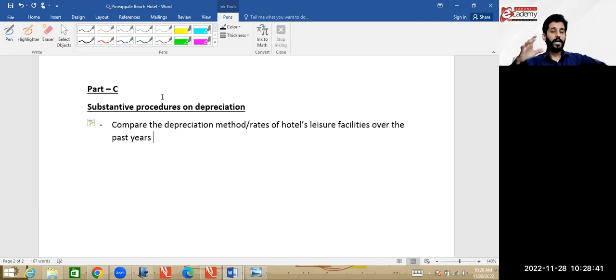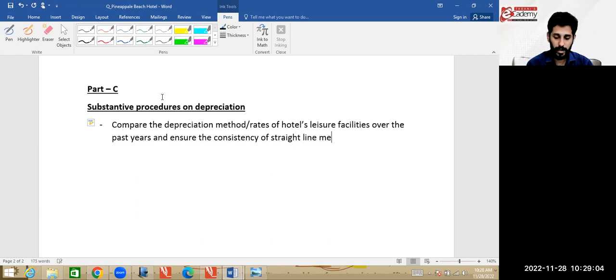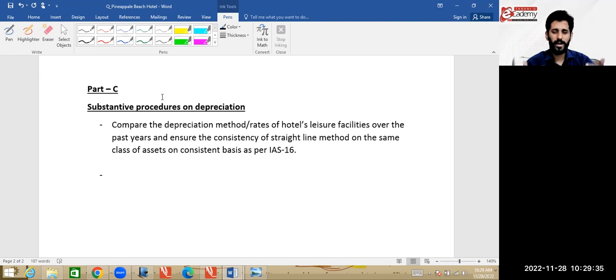Over the past years, not with the industry average, because the industry might be using a different method, like reducing balance method and all that stuff. But the company should use the same depreciation over the same class of asset. Compare the depreciation method and rates of hotel leisure facilities over the past years and ensure the consistency of straight line methods on the same class of assets, on a consistent basis as per IAS 16. As per IAS 16, you will have to ensure that consistent methods are being applied, right? Now, you can also compare the depreciation with the competitors, but I'm not going to write that here. That's enough for one mark.